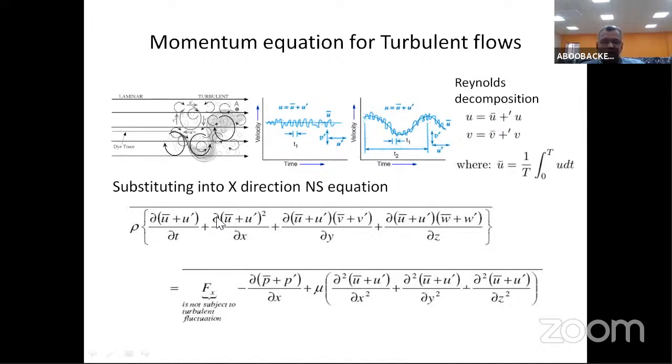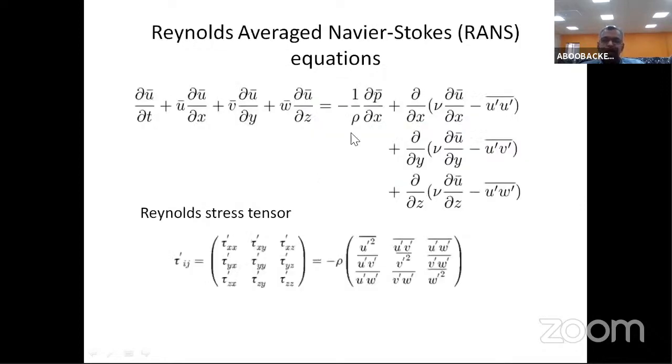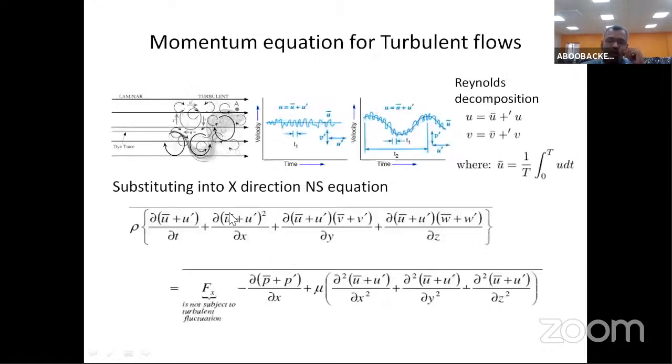we substitute this Reynolds decomposition, take the average and simplify, and what we get is called the Reynolds averaged Navier-Stokes equation. So this is the Navier-Stokes equation modified for turbulent flows. The original Navier-Stokes equation is for laminar flow, and that is modified into this. The left hand side is exactly similar to the laminar Navier-Stokes equation. The only difference we see is that u is replaced by u bar; the velocity components are replaced by these mean values. Then there are additional terms: u dash squared average, u dash v dash average, etc.